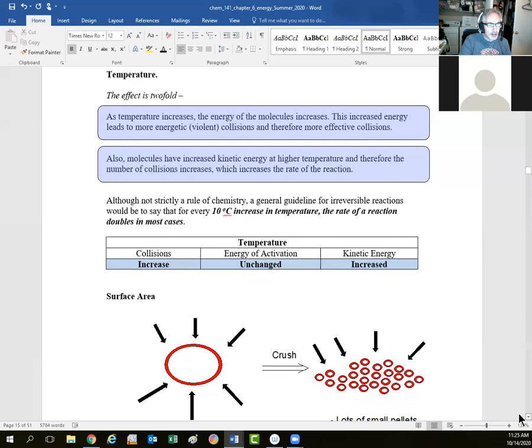Okay, moving on to temperature effects. Effective temperature is actually twofold.